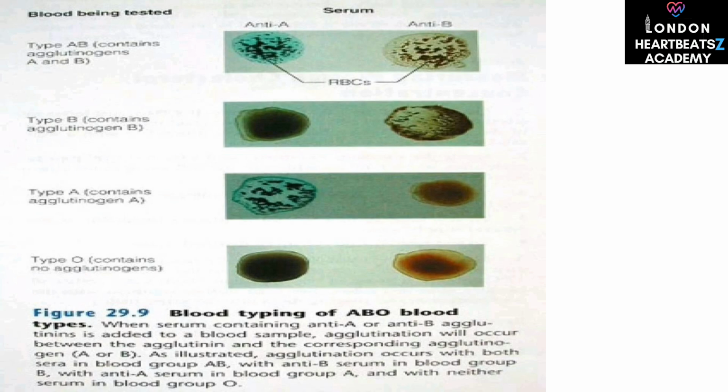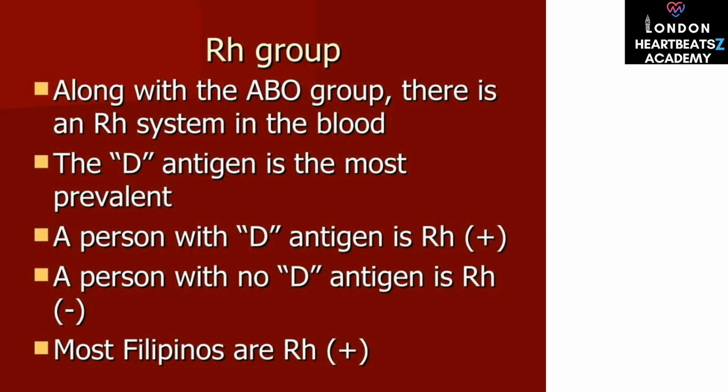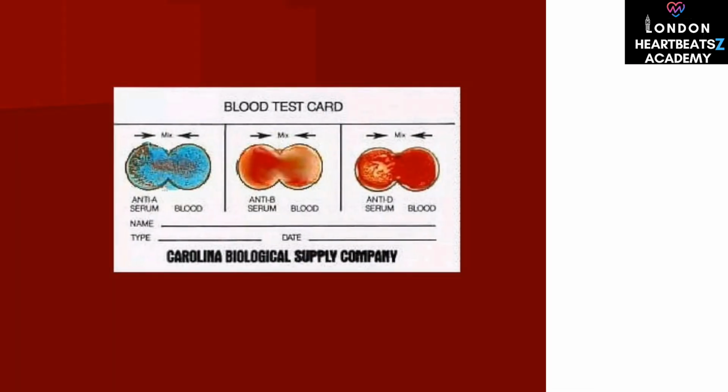Blood typing involves testing blood samples with anti-A and anti-B sera. Agglutination or clumping with a specific serum indicates the presence of the corresponding antigen, allowing determination of the ABO blood type. The Rh system exists alongside the ABO group. The D antigen is the most prevalent Rh antigen. A person with the D antigen is Rh positive, and one without it is Rh negative. This image shows a blood test card used for typing blood, including tests for anti-A, anti-B, and anti-D serums to determine the full ABO and Rh group.